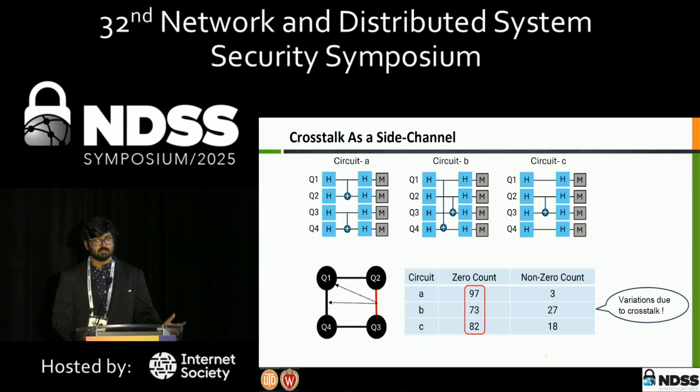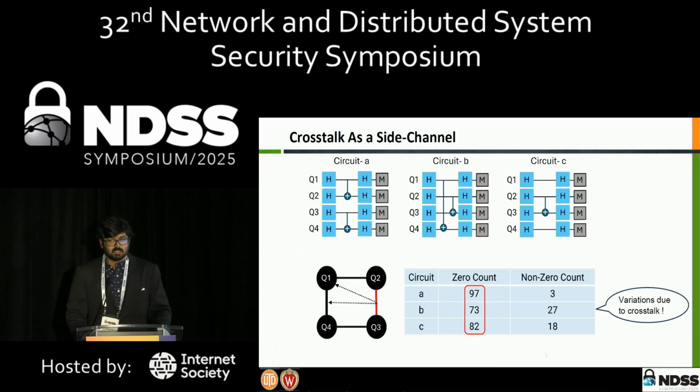So what do we mean by crosstalk in this scenario? Well, essentially, crosstalk is the undesired interaction between qubit operations. Specifically, in our paper, we have considered the crosstalk to be between 2 qubit gates, the CX gate, and idle qubits. So by idle qubits, I mean qubits that are undergoing no operation at the moment. So these 3 are different circuits that can be run by the adversary.